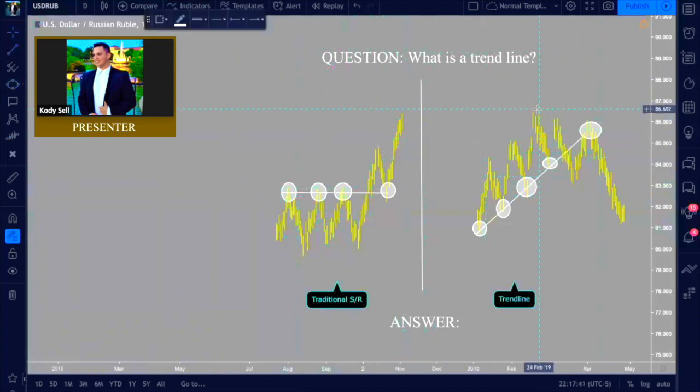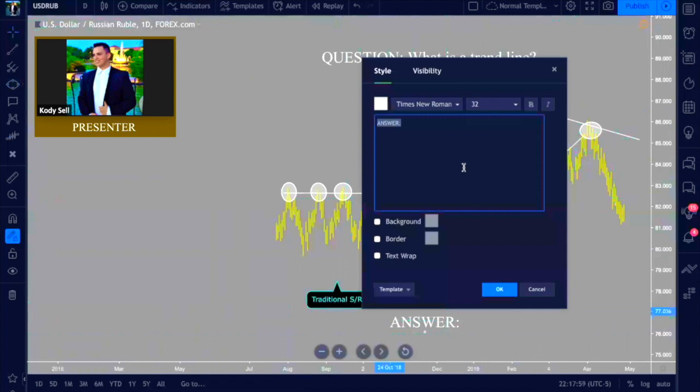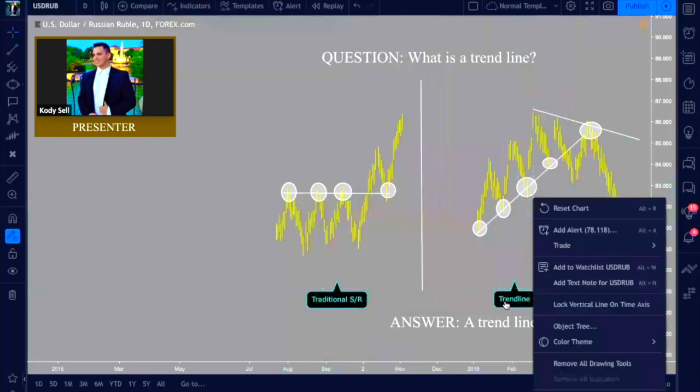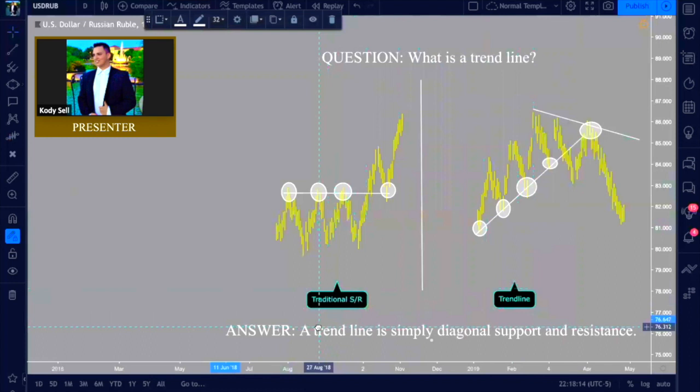So now when price is going down, you have a descending trend line. When price reaches this retest, it will hold as support and price will continue on, just as it did here with the horizontal level. So the way that I want you all to understand what trend lines actually are, the answer, if anyone asks you what a trend line is, is simply diagonal support and resistance. That's it. That's all a trend line is. So this is our answer to the question, what is a trend line?